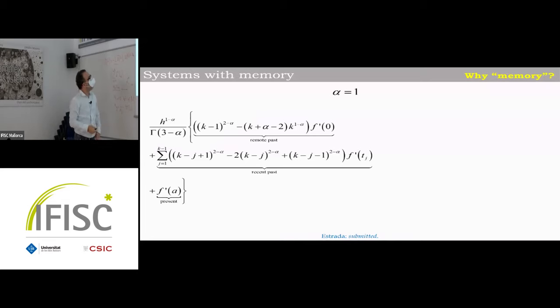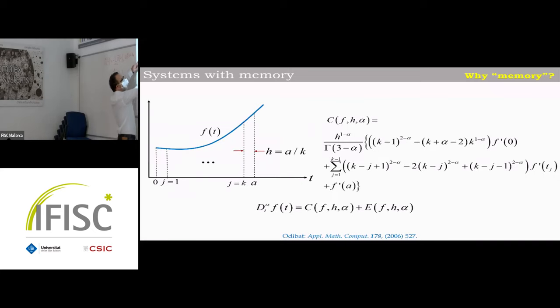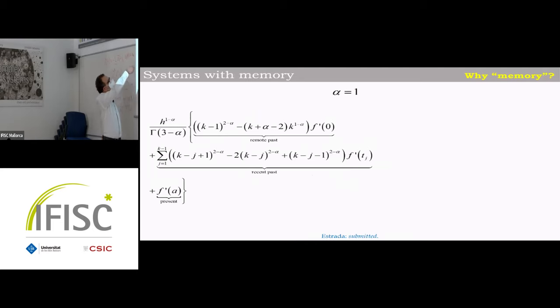Now here goes the rock and roll. See what happens if alpha is equal to one. Well, this is one, gamma of two is one. So this parameter is one. Now, I am evaluating here the derivative at the point zero. If this is the point a, this could be the present time because this is time. This is the most recent time. This is the present, and in our civilization, moving in this direction means the past. So zero is the remote past. So this part of the summation is the contribution of the remote past. This is the contribution of the recent past. This is the contribution of the present.